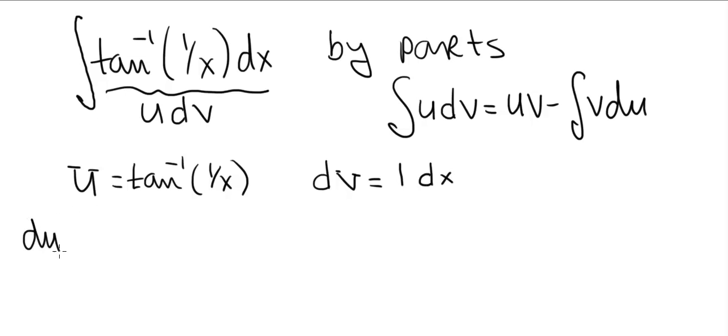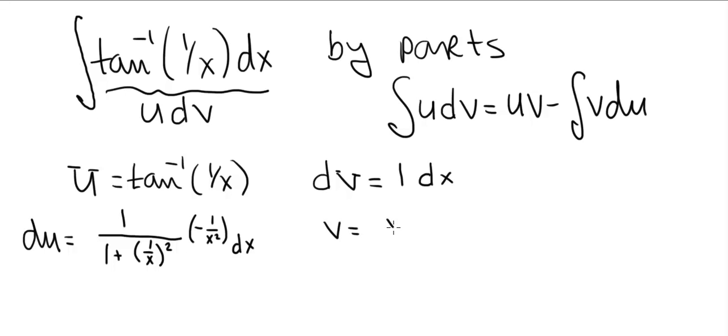The derivative of u would be 1 divided by 1 plus whatever is inside inverse tangent, that's 1 over x squared, times the derivative of 1 over x, which is minus 1 over x squared in the numerator, and then times dx. And of course v, we're going to take v to be just x, with the constant of integration equal to 0.